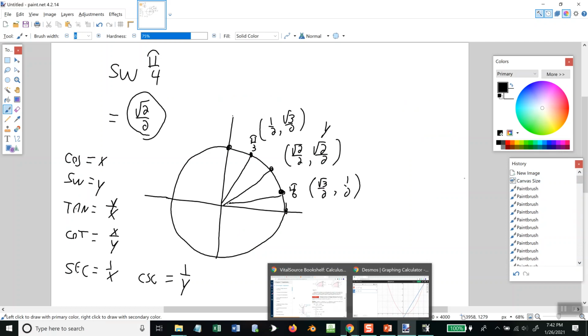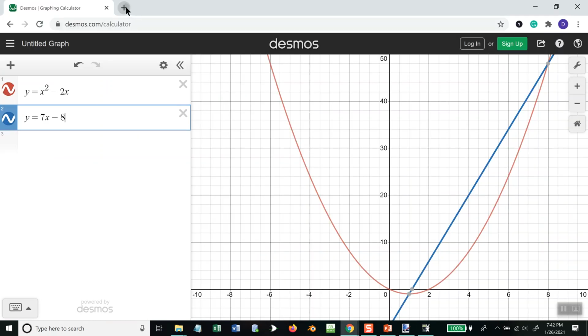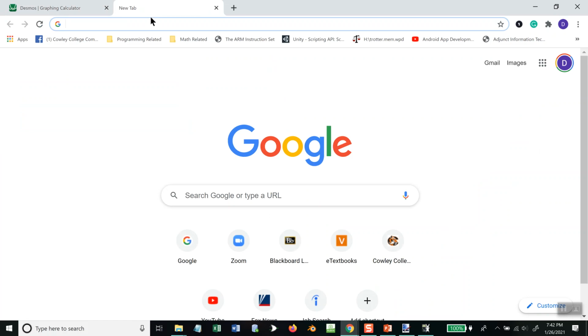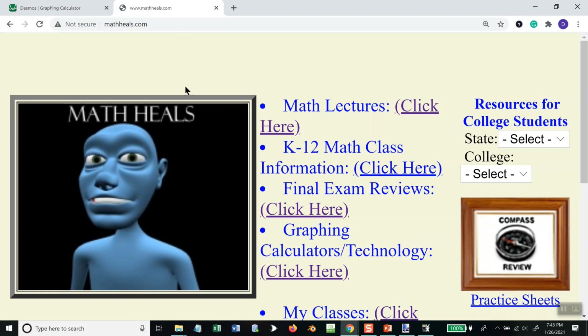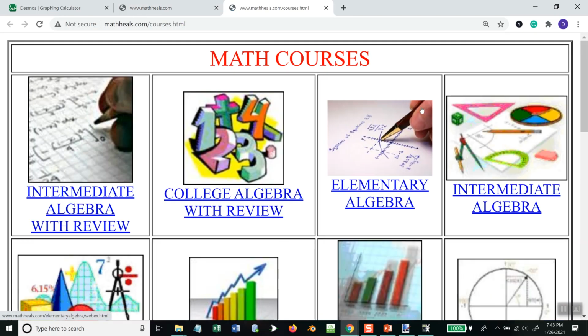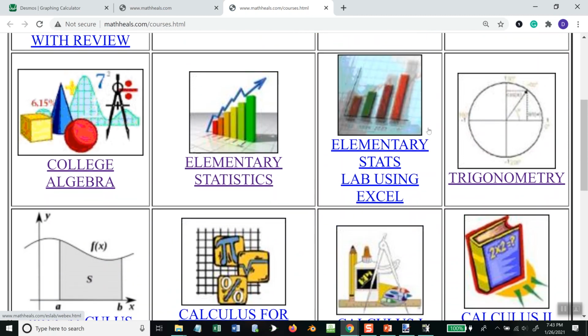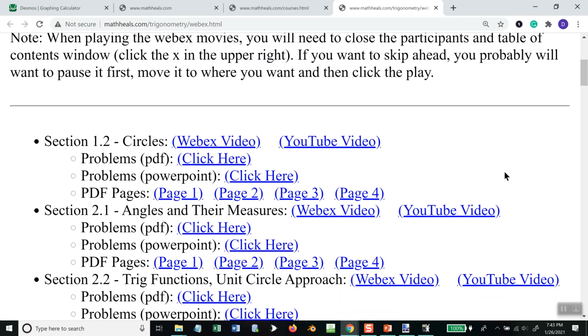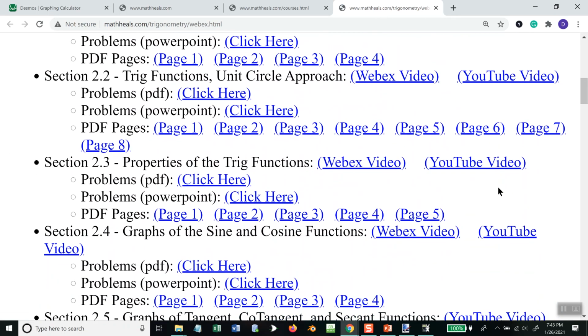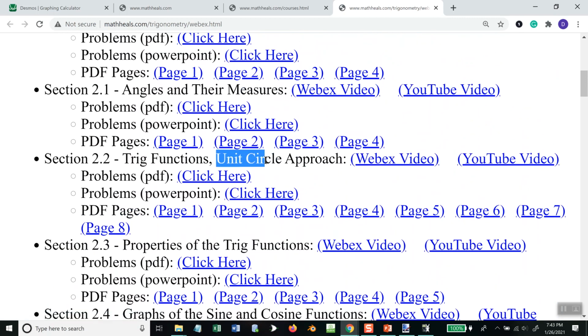Now, if some of these topics are kind of alien, you need a little bit of refresher. Besides the few minutes I'm spending on each topic, there's a website, mathheals.com. There's math lectures here, and here's trig. And there's YouTube videos covering all the different topics. So if you don't know what a unit circle is, go watch this YouTube video. It's beneficial in many different ways.